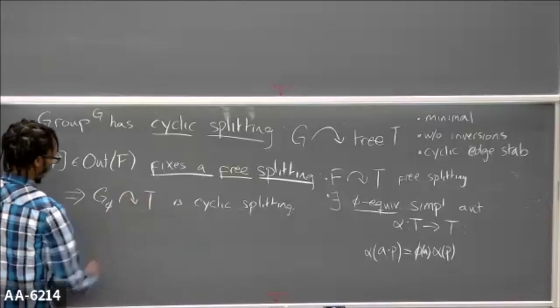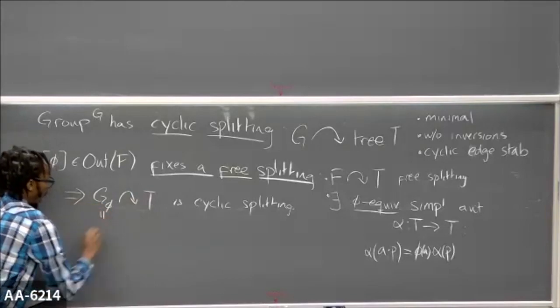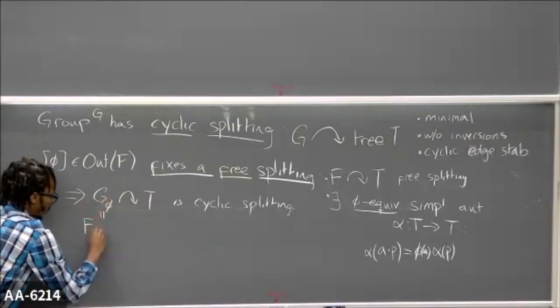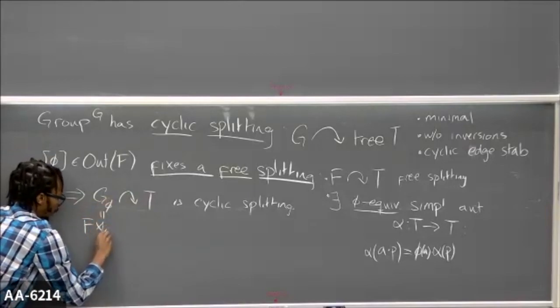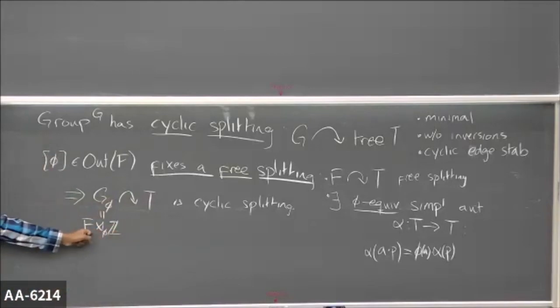So what is this action? Well, we know how elements of F act. I have to be once again careful here. This is the semi-direct product of phi, F and Z. So we know how F acts. I just need to tell you how T acts, how the generator of the integers acts.